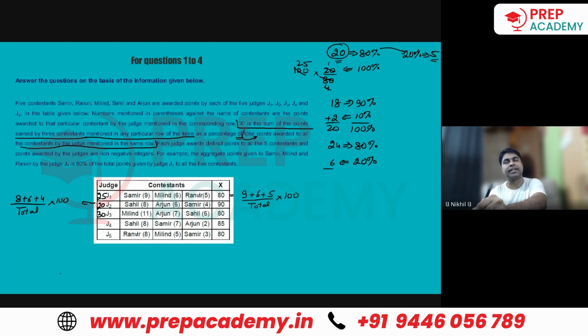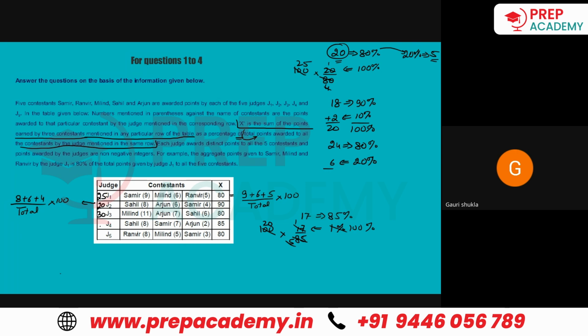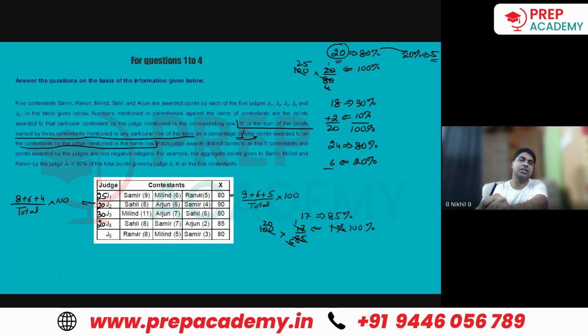Similarly, 7 plus 2, 9. 9 plus 8, 17. 17 denotes 85%. So what would be 1%? It would be 17 upon 85. What would be 100%? It would be 17 upon 85, which you have already got as 1 upon 5. Just multiply it by 100. So you'll get 20. So judge 4 awarded total points as 20.